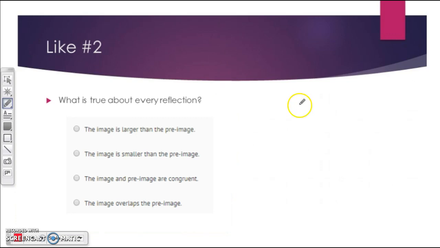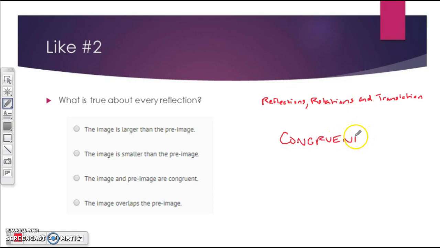All right, here we are on number 2. What is true about every reflection? Well, remember, we said that for reflections, rotations, and translations, the figures have the same size and the same shape, so they are congruent.